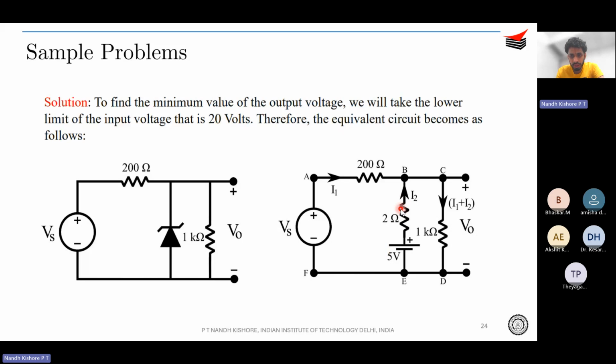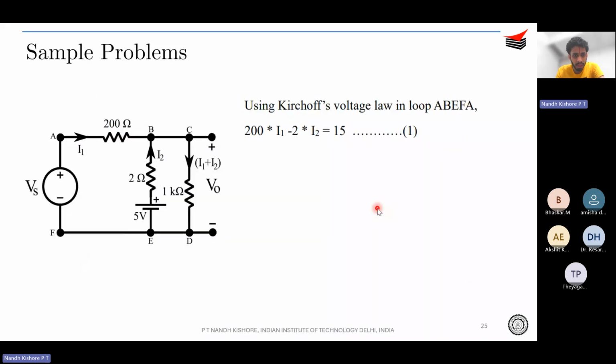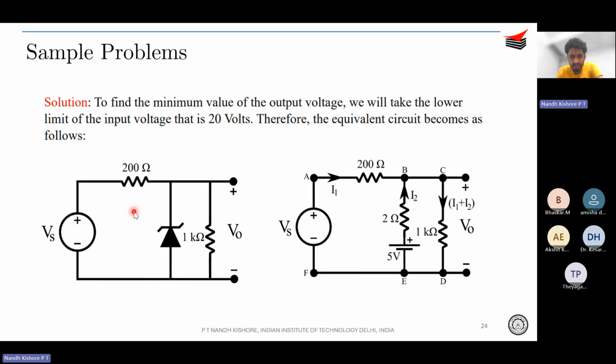This is very much obvious for us. Now that we have the circuit, just apply KVL and you get the answer. We will consider the current going from point A to point B as I1. The Zener current is I2. Therefore, the total current will be I1 plus I2. We will just have two variables because we have two unknowns over here.